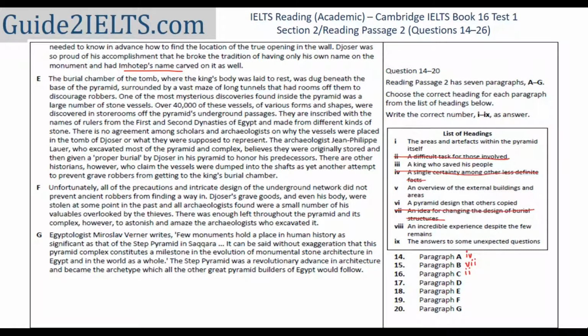Let's look at the answer. The areas and artifacts within the pyramid. We are talking about the outside of the pyramid. The details of inside have still not been given. A king who saved his people? No. Even this is no. An overview of the external buildings and areas. This seems to be correct because it's all about the whole region, the wall, etc. The pyramid design that others copied, there's nothing about anyone else copying it. An incredible experience despite few remains, answers to unexpected questions. All of these don't seem to be correct. So clearly the correct answer is the fifth one, and I'll cross this one out.